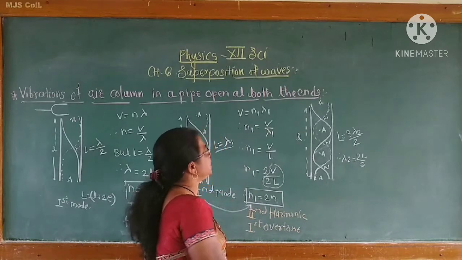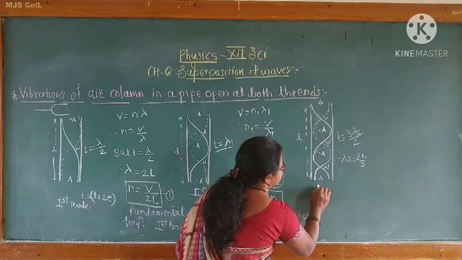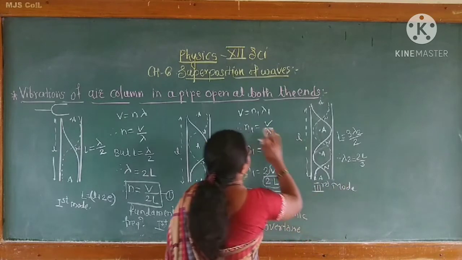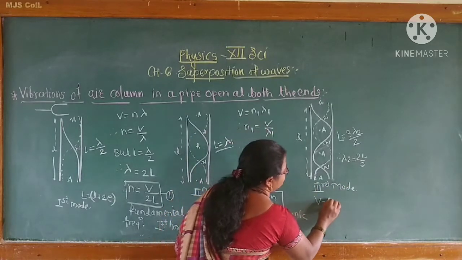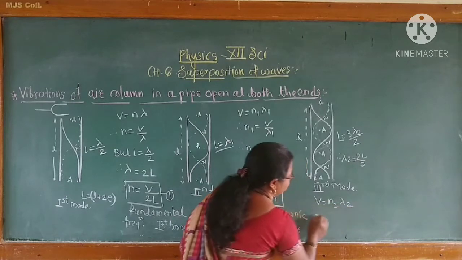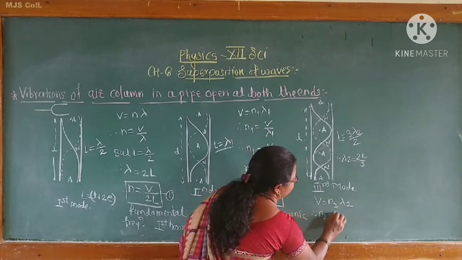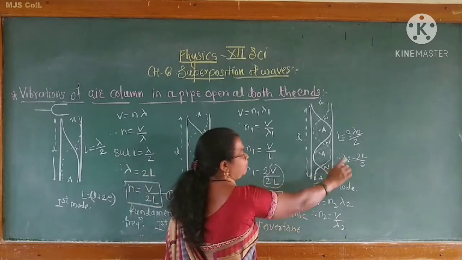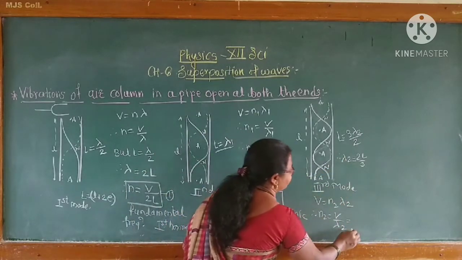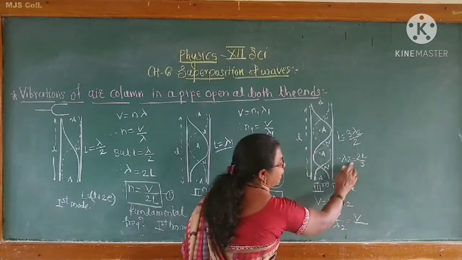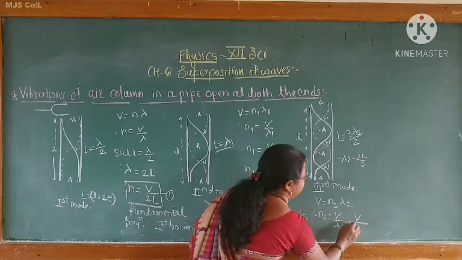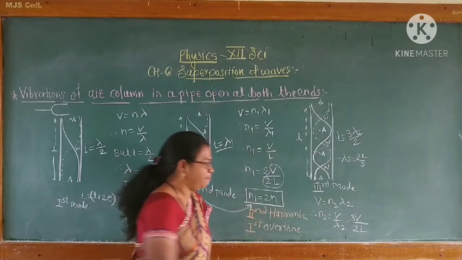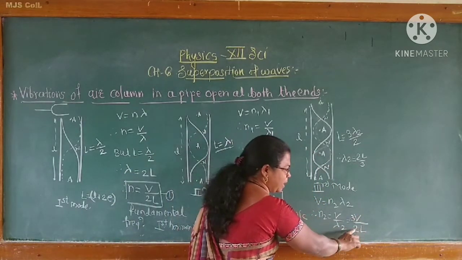What about frequency? In this case, this is third mode. V is equal to N2 lambda 2. Therefore, N2 is equal to V upon lambda 2. Now, substituting the value of lambda 2, which is equal to V divided by twice L by 3, therefore 3V by twice L. So, N2 is equal to 3V by twice L.